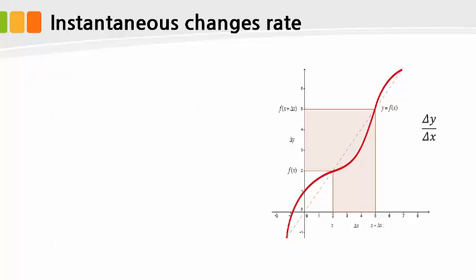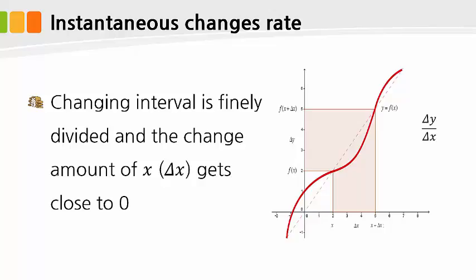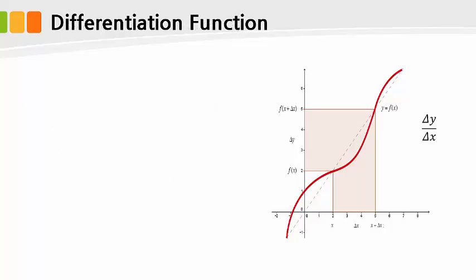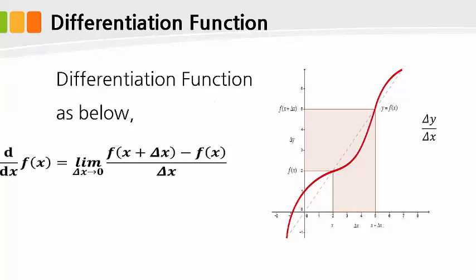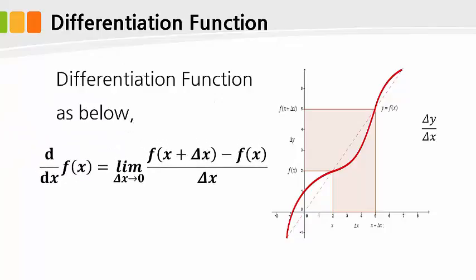Instantaneous change rate is when the changing interval is finely divided, and the change amount of x gets close to zero. The differentiation function is as below: taking the limit of the average change rate as x's change amount converges to zero at a particular point x of a function, called f prime of x in technical terms.